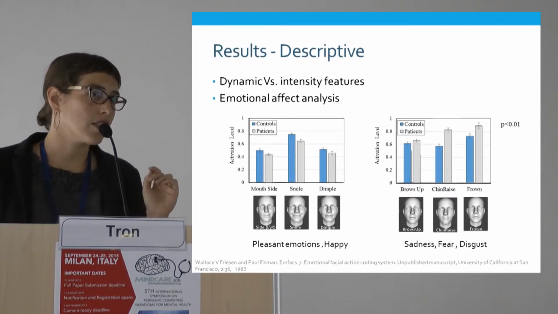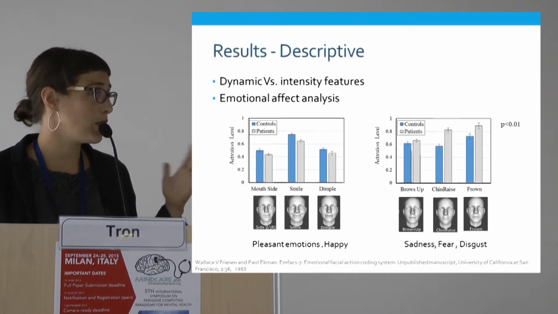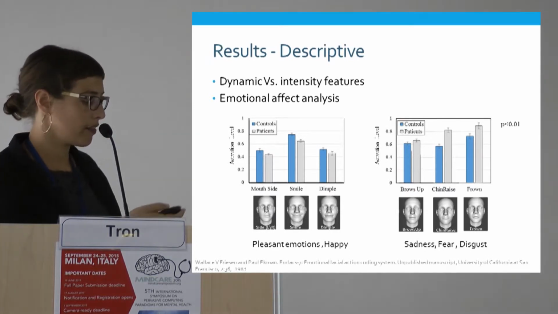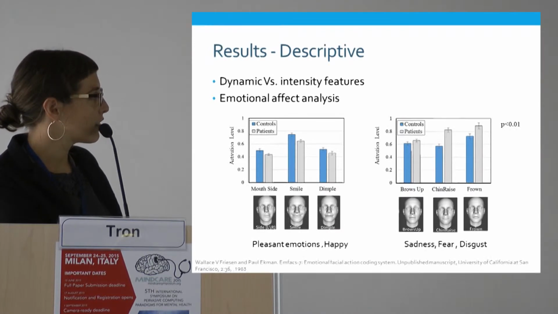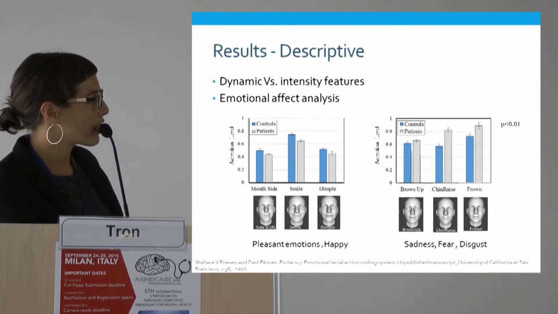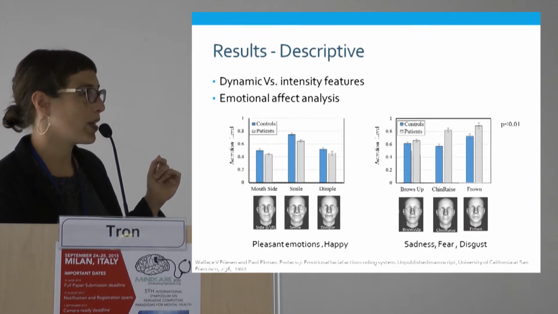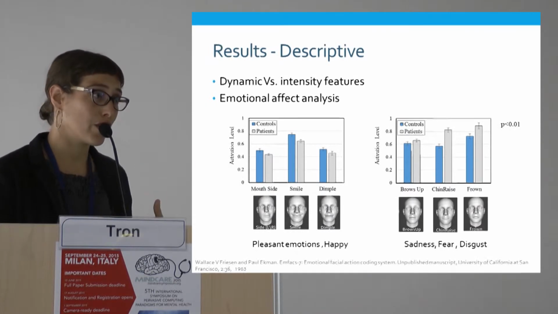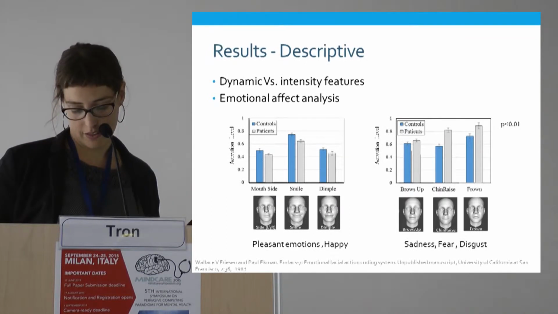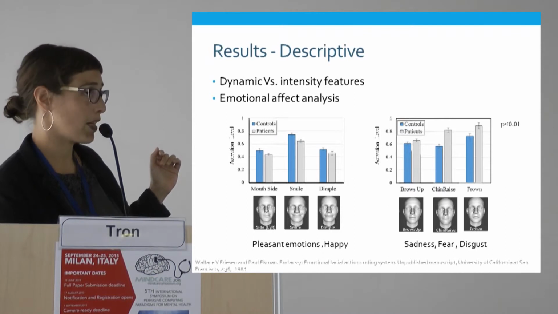Another thing we did is to look at each action unit separately and just compare activation levels between patients and controls. So these three action units, smile, dimple, and mouth to the left, were all found to be significantly reduced in patients, while these three, brows up, chin raise, and frowns, were found to be increased in patients.